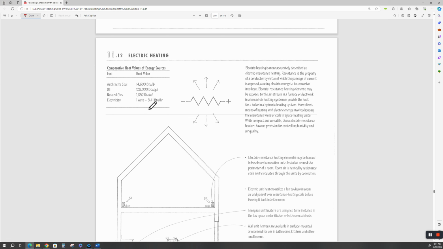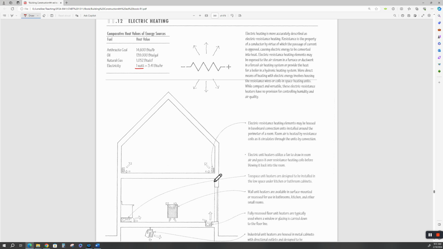And electricity, 1 watt of power is 3.41 BTUs per hour. And I had some wattage and amperage calculations we'll get to later. I'm going through the 5th edition.